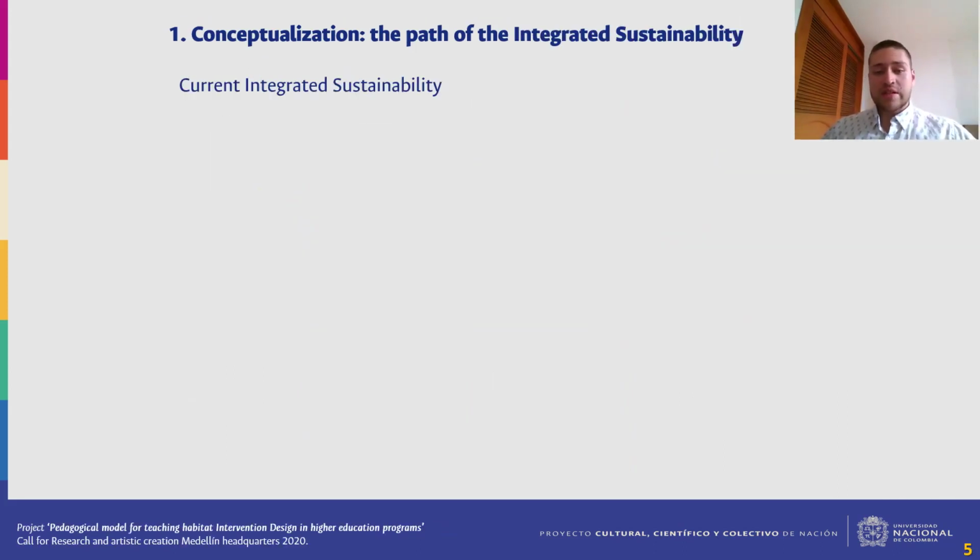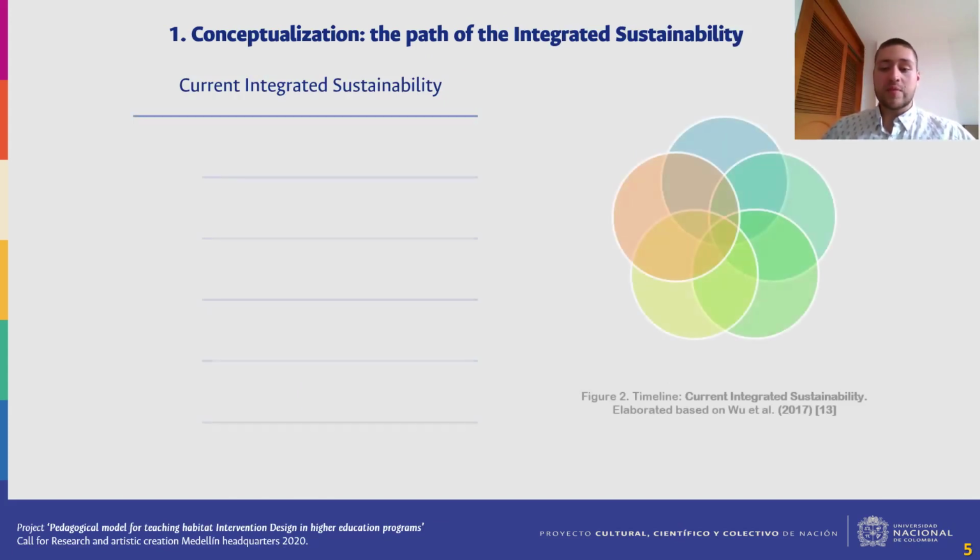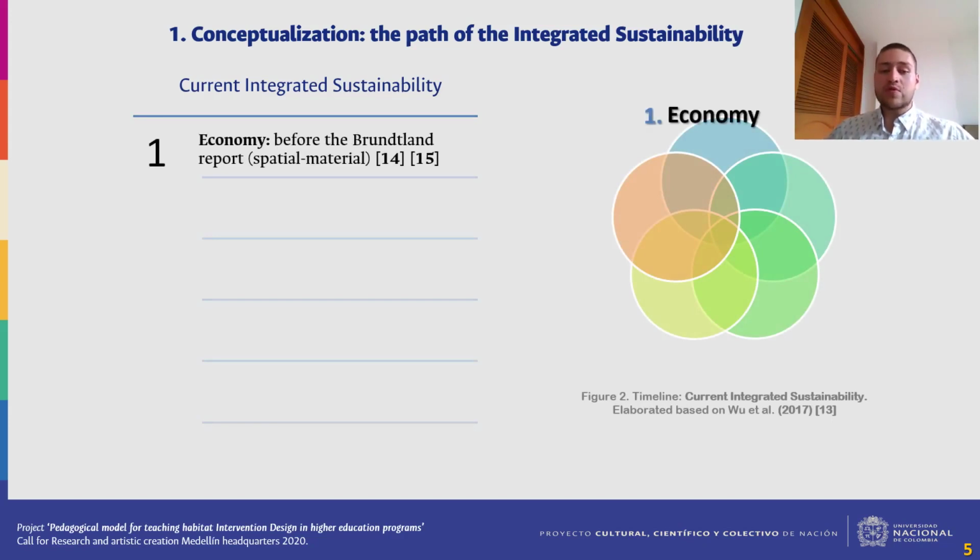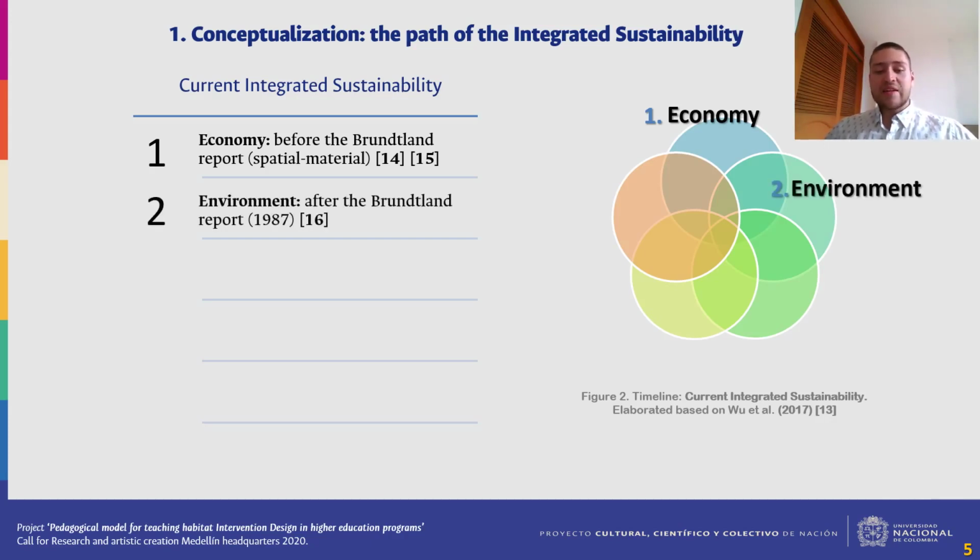So let's move on to the second path, the path of integrated sustainability. The current integrated sustainability consists of 5 dimensions. The first one, the economy. Before the Brundtland report, projects were only related to the spatial and material dimension, or focused on the economy dimension. But then in 1987, the global agenda added the environment to sustainability. And after the Brundtland report, we began to think of sustainable projects, sustainable human development, and interventions.